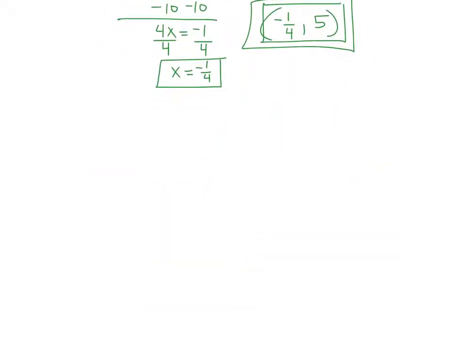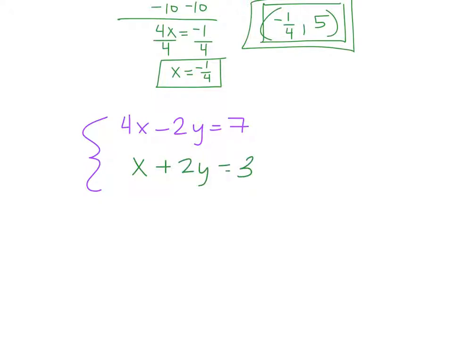Okay, next one. 4x minus 2y equals 7. And x plus 2y equals 3. Okay, are they both in standard form? Yes. Do you have one variable that's the opposite of another? Yes. The y's, right? So your job is just to add the 2 equations together.